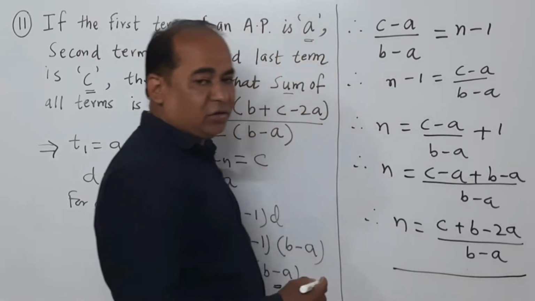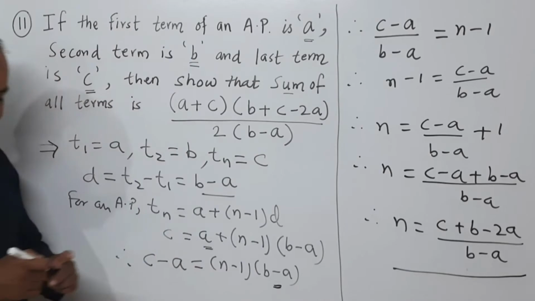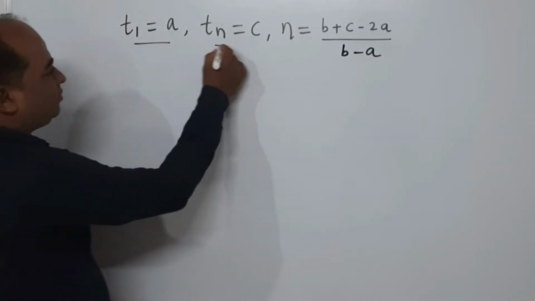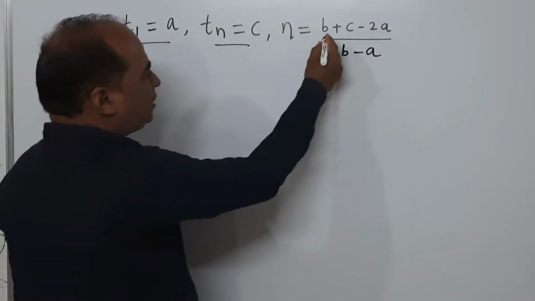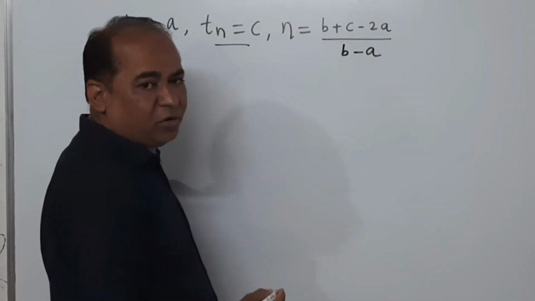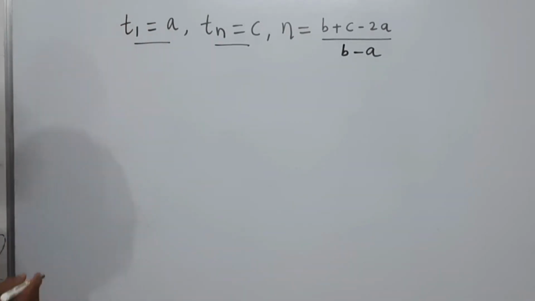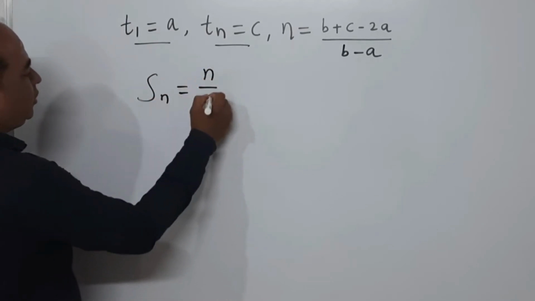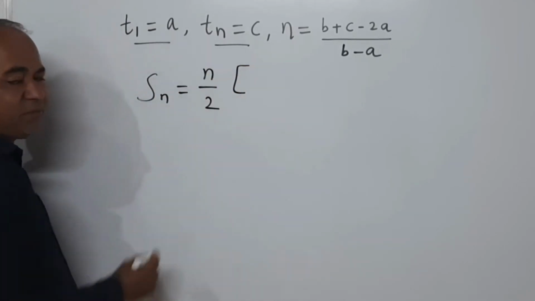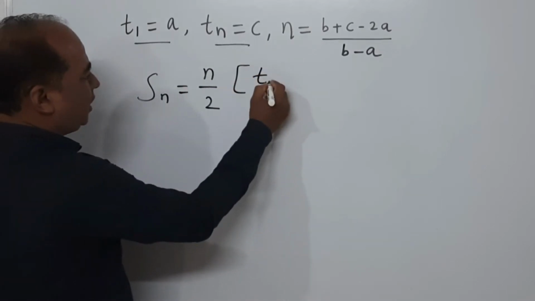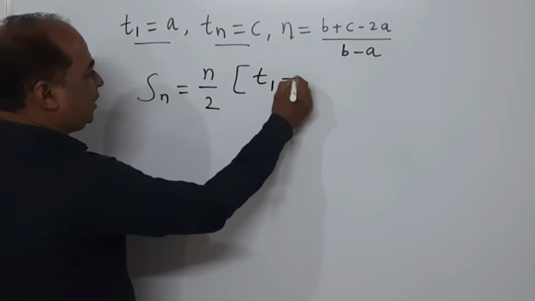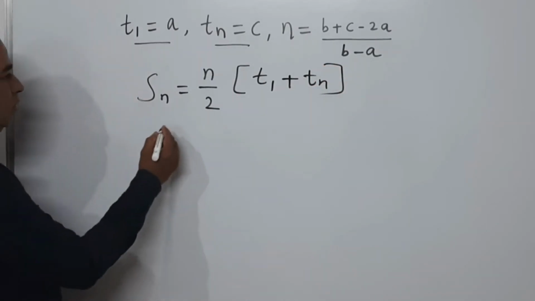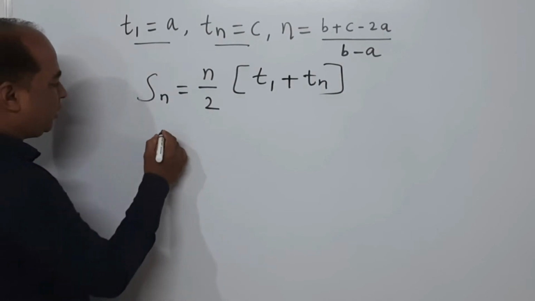Now we find the value of the sum of all terms. Now the first term T1 is A, the last term Tn is equal to C, and n is equal to B plus C minus 2A upon B minus A. Now using the formula, when the first term and last term are given, we use this formula: Sn is equal to n upon 2 bracket T1 plus Tn. Now we substitute the value of n, T1 and Tn in this formula.